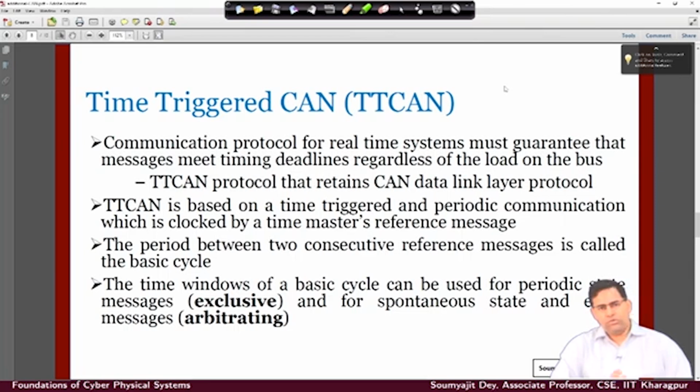That means we have two different ways, right? We can send time triggered periodic messages, or we can send event triggered messages among which some arbitration is required. What we are trying to say is that, unlike CAN, which is purely event triggered, with messages coming in and arbitration, it may be possible to also have time triggered messages.